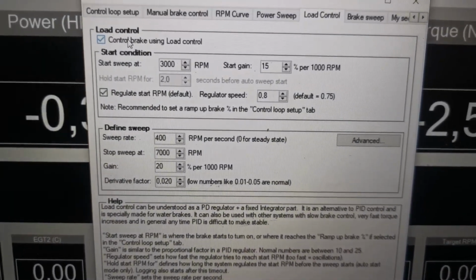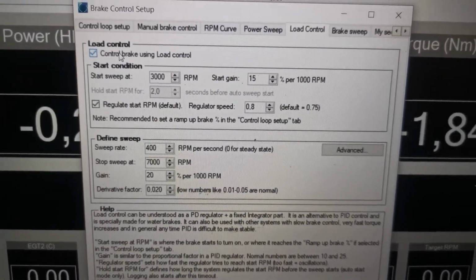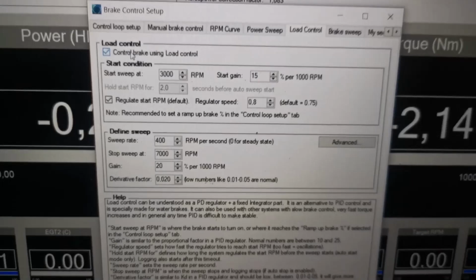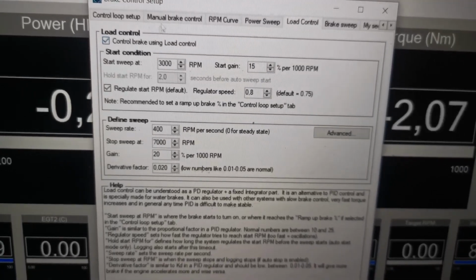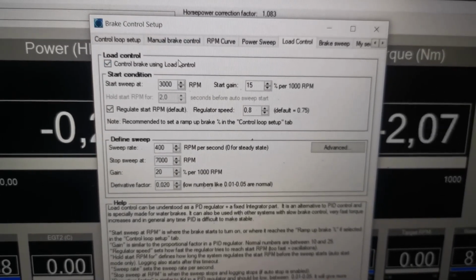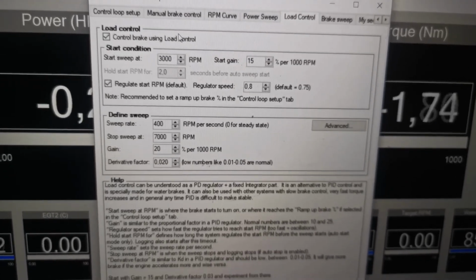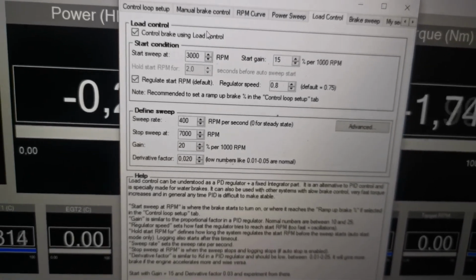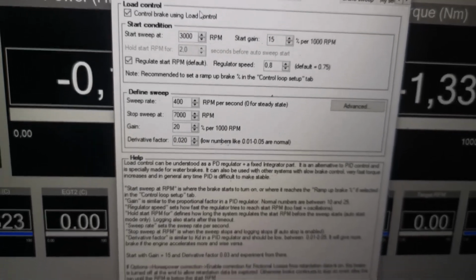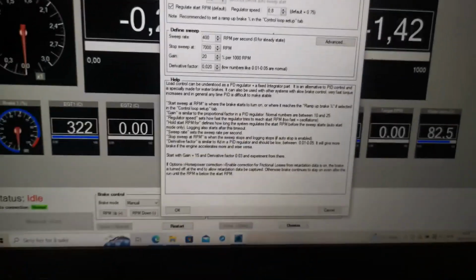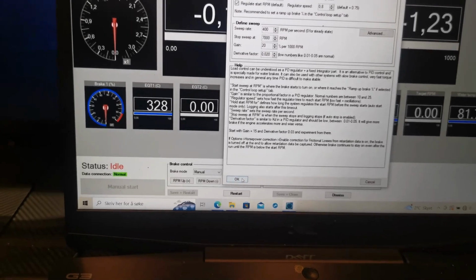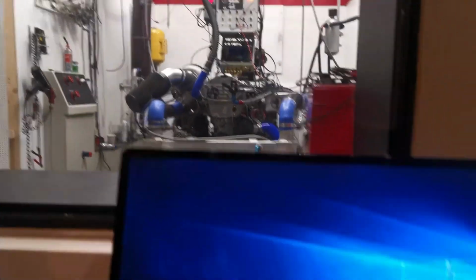Okay, so we're gonna do a sweep from 3000 to 7000 RPM with a 400 RPM per second sweep rate. So it's set up like this. We have played a bit with the gain and the derivative factor, so 20 on the gain and 0.02 on the derivative factor are good numbers. All right, let's go.